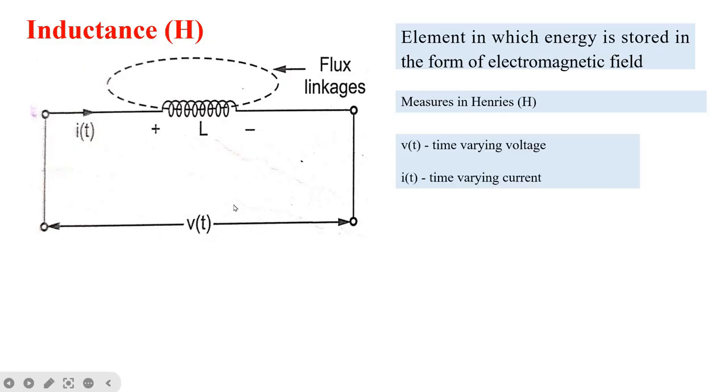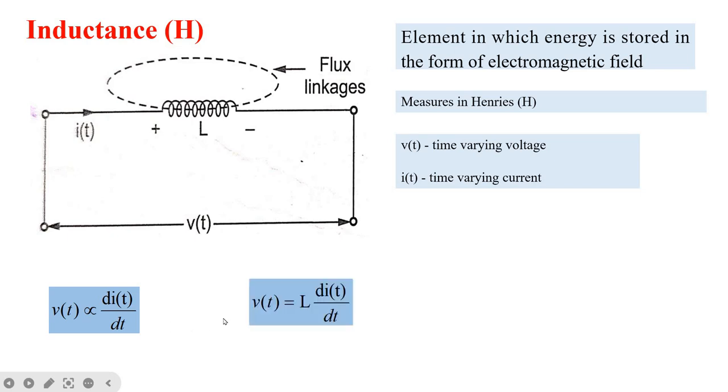Now here you will have v of t, which is the time-varying voltage, and i of t, which is the time-varying current. For an inductance, the voltage across it is proportional to the rate of change of current through it. You can take the constant of proportionality as inductance, and write this as v of t is equal to L into di of t by dt. So this was about the inductance.